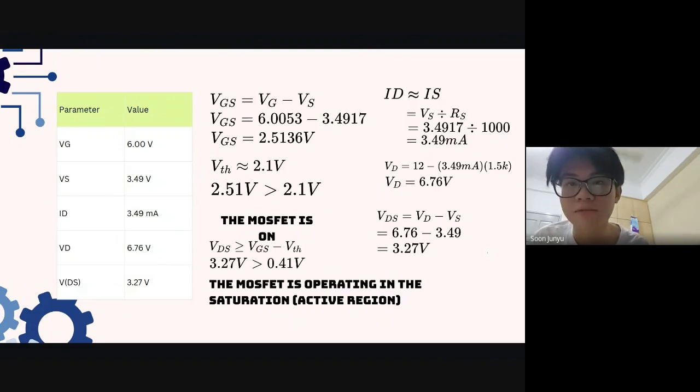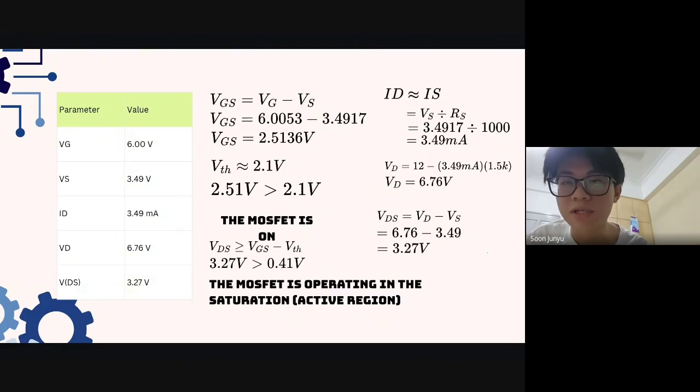Yeah, we're using the formula V equal to GS. We need to find the VGS first, so we get the result is 2.51, and we also need to find the VTH, which from the theoretical, which is already given inside the circuit, is 2.1 volt, and we compare it, and we get the VGS is a larger value than the V theory. So it proves that the MOSFET is on.